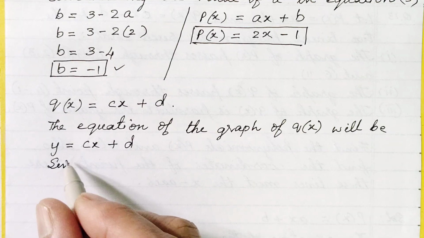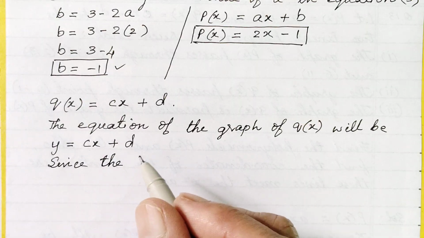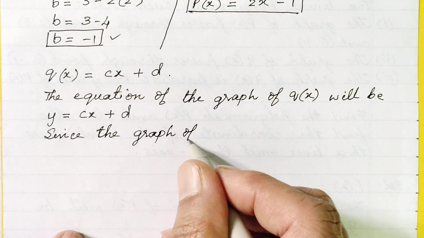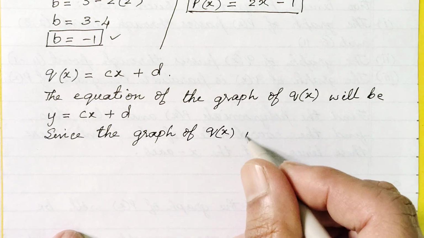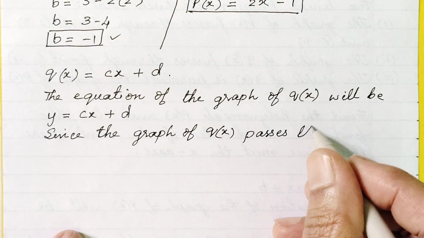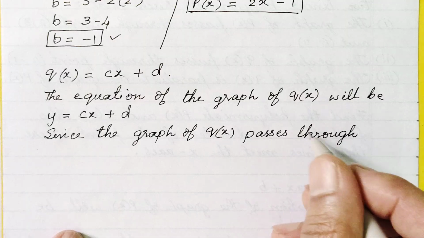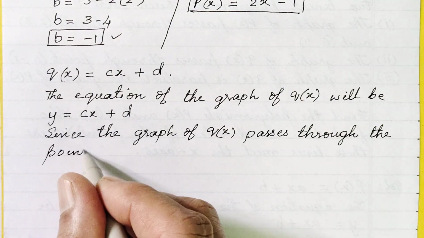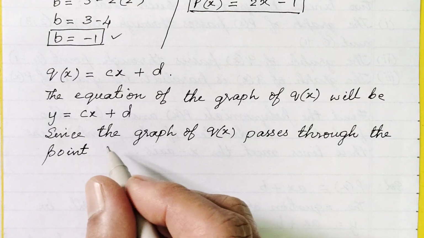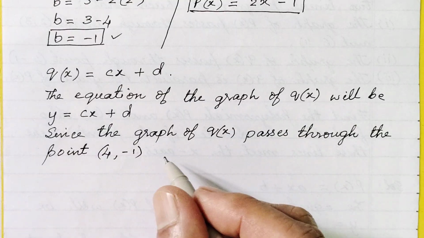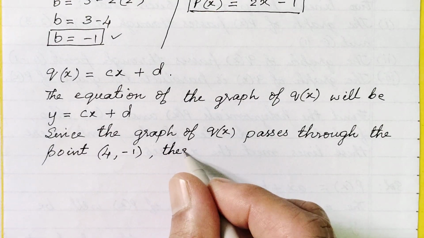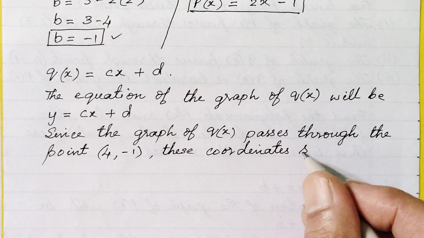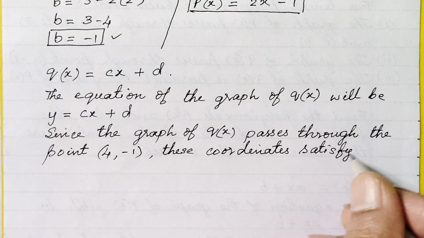Since the graph of q(x) passes through the point (4, -1), these coordinates satisfy the above equation.